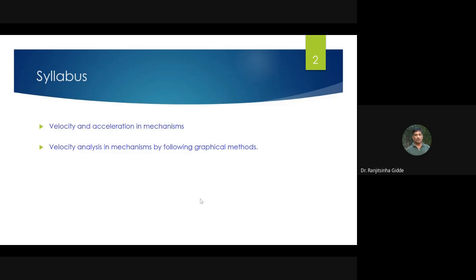So syllabus: velocity and acceleration in mechanisms. For this unit particularly, we are going to refer to velocity analysis methods, graphical methods. First one is relative velocity and acceleration and Coriolis component of the acceleration. And second, that is related to the Klein's construction.